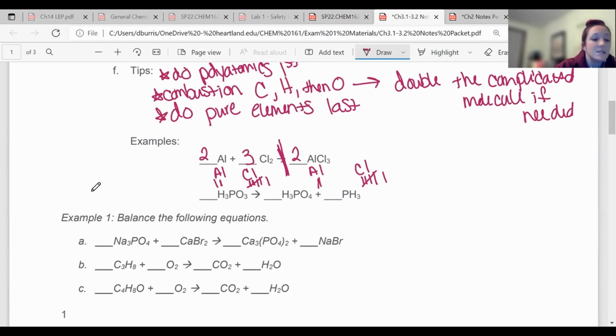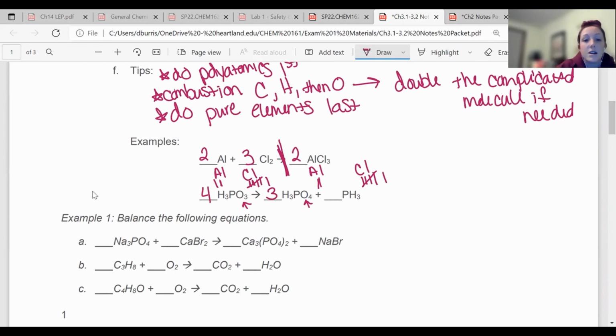Okay. Balancing this reaction, I've got H3PO3, H3PO4, and PH3. Remember, one of the tips was if you have an element that's only in one molecule on each side, do that one first. So I'm going to do oxygen first, 3 and 4. The only way to get 3 and 4 to balance is to get them both up to 12. So I already know I'm going to have to put at least a 3 and a 4 there. Now my oxygens are fine because 3 times 4 is 12, and 4 times 3 is 12.